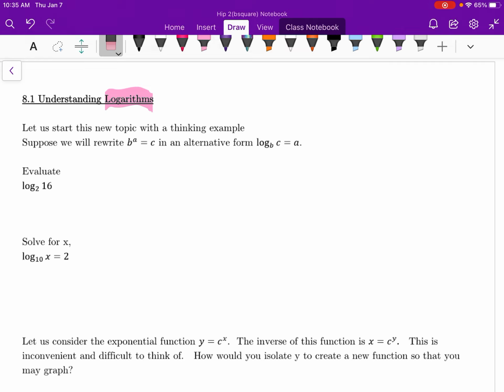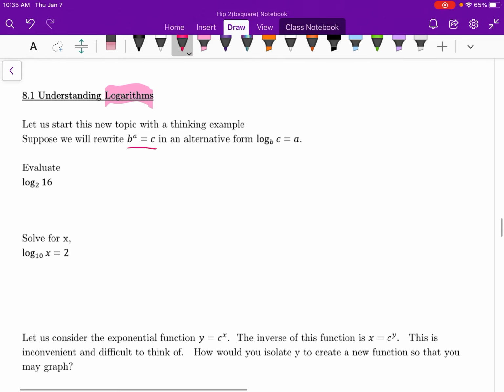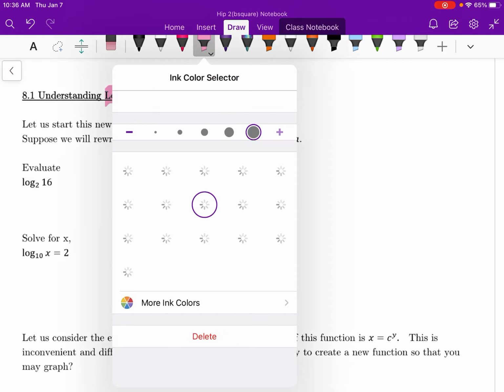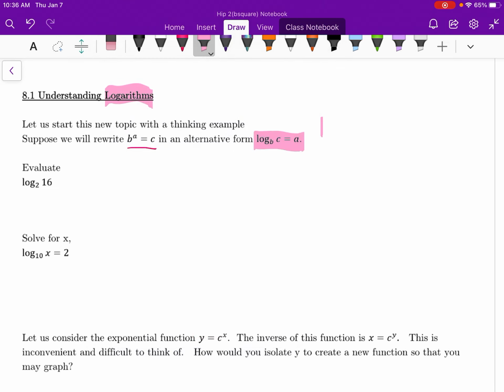So let us start this new topic by thinking of an example. Now, here I'm just going to define something. Suppose I want to rewrite b to the power of a is equal to c, and I write it in this alternative form, log base b of c is equal to a. All right, so really, I'm just trying to write that so it looks like this.